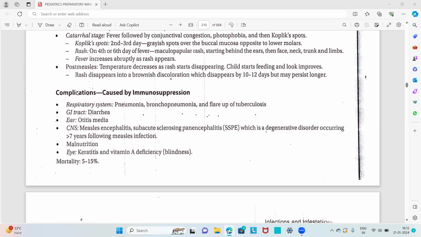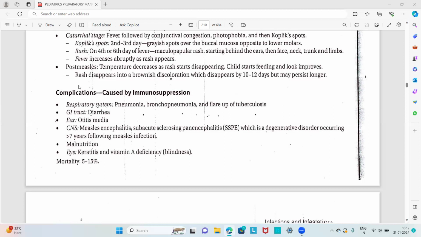Then what are the complications caused by measles virus infection? They are usually caused by immunosuppression. Following the measles virus infection, we have complications like respiratory system infections such as pneumonia, bronchopneumonia, and flare-up of tuberculosis in an already affected child.